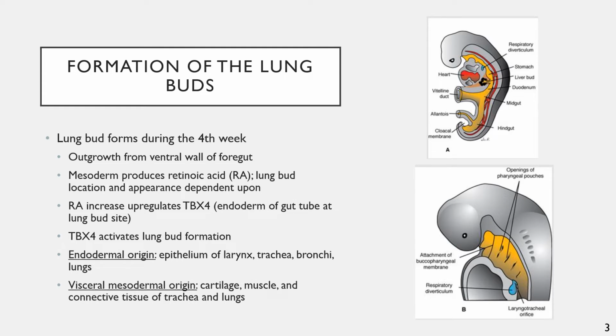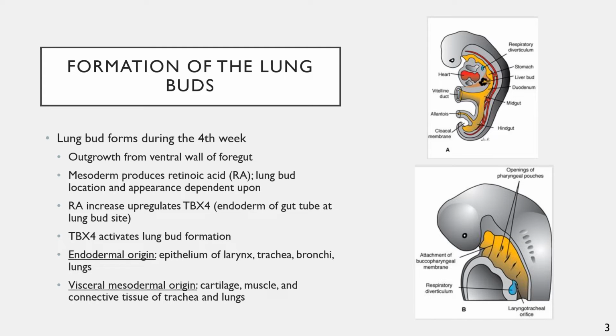We're going to start off by discussing the formation of the lung buds, as this applies to our first congenital abnormality, esophageal atresia and tracheoesophageal fistula. So we've already learned that approximately around 4 weeks, the lung bud, aka respiratory diverticulum, which you can see in both images here as the bright blue structure, makes its appearance. And it's an outgrowth from the ventral wall of the foregut.